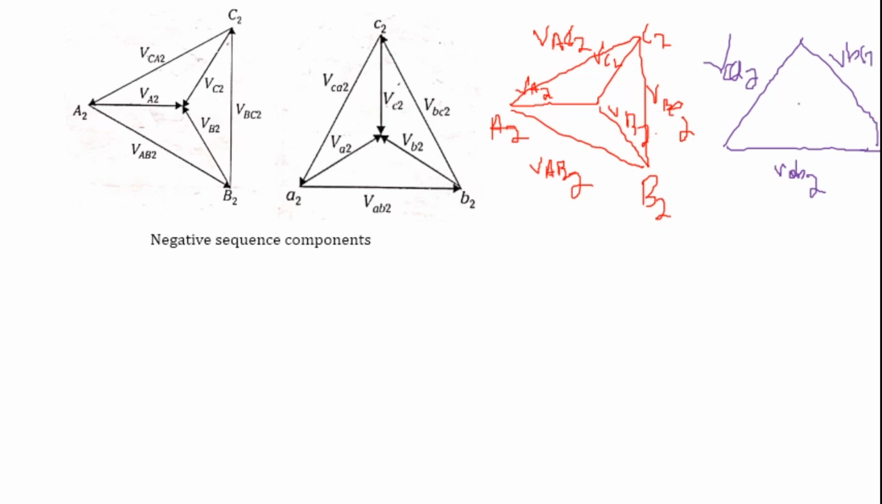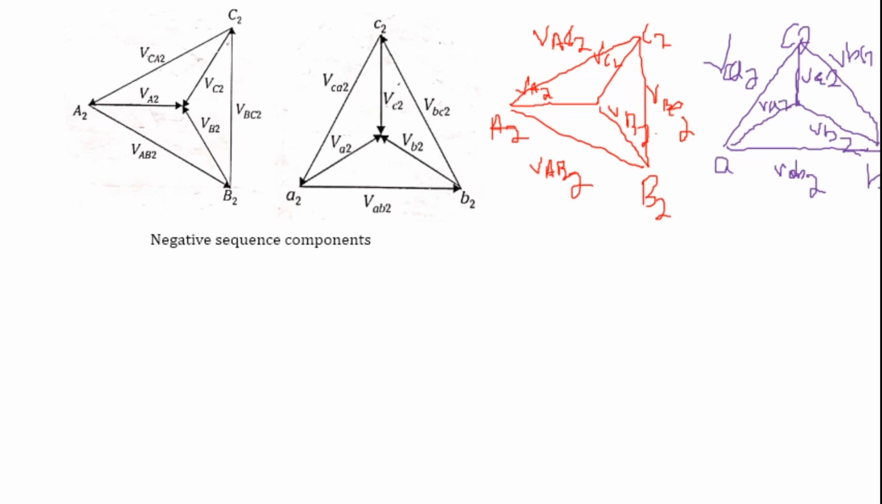Just make a common point. Draw a star between these two. What is common between VAB and VBC? It is B, so this will become B, this will become A, and similarly this will become C. So if you look at that, capital VA2, and this is VC2 and this is VB2.